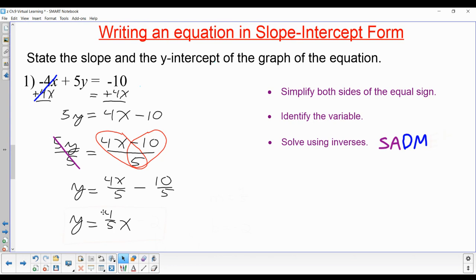Please remember that your slope can never be a mixed number. You would write it as a fraction, or you can write it as an integer. And in this case, 4/5 would be a fraction. And then we have minus 10 over 5, and 10 over 5 is 2. So minus 2. That is our equation in slope-intercept form, but we were asked to state the slope and state the y-intercept. So our slope is the number in front of the x, 4/5, and our y-intercept is the number being added, negative 2.